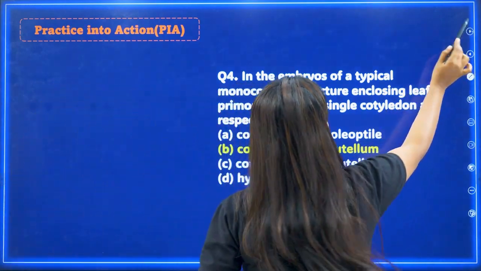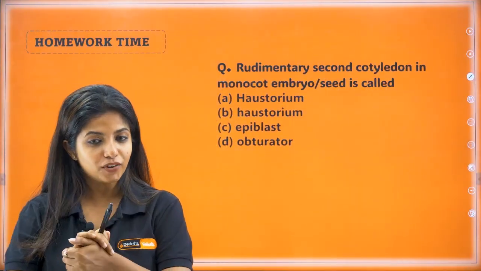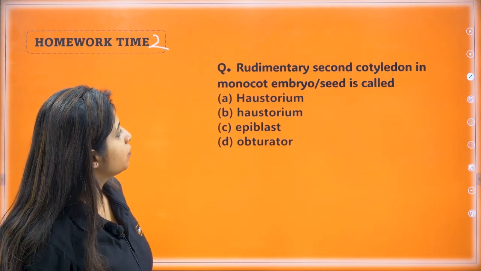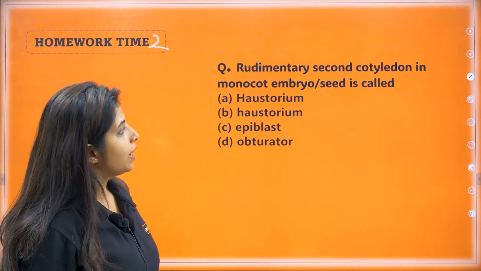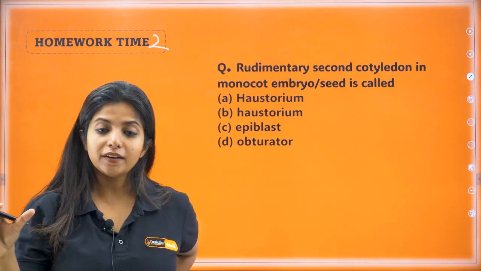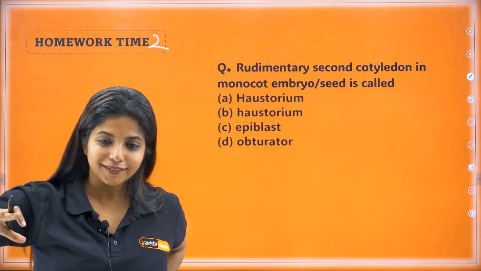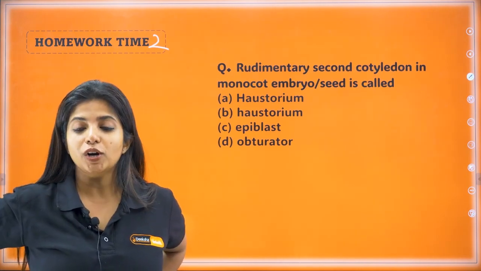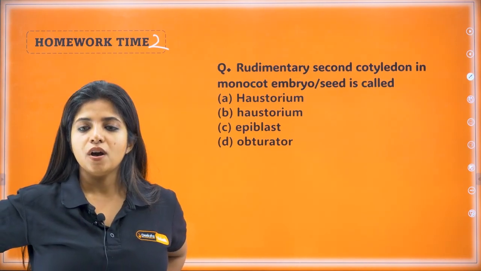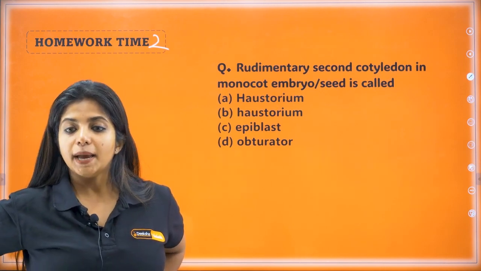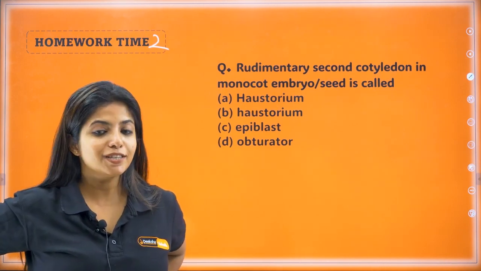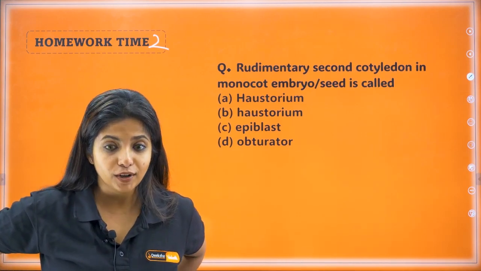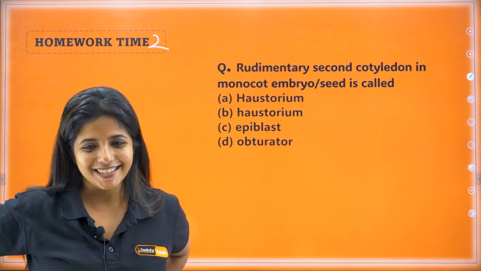Cool. And now you have the homework question. This is homework number 2. The rudimentary second cotyledon in a monocot embryo seed is called what? Rudimentary as in it is not completely formed, it is halted. The formation is halted, stopped. So the rudimentary second cotyledon in a monocot embryo seed is called haustorium, epiblast, obturator. What is your answer for this question? So if you're someone who went through the session really carefully, you might be getting the answer.